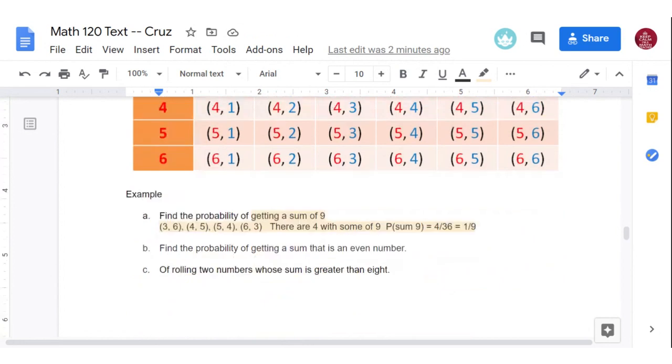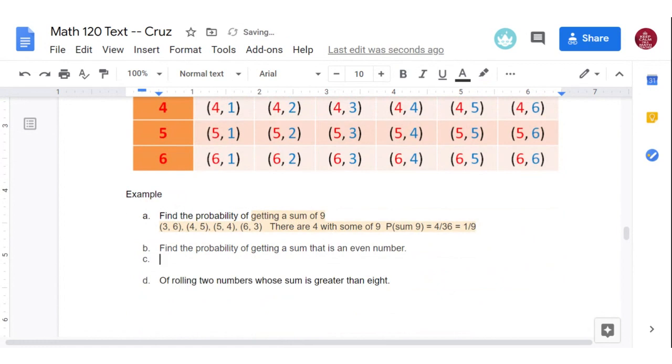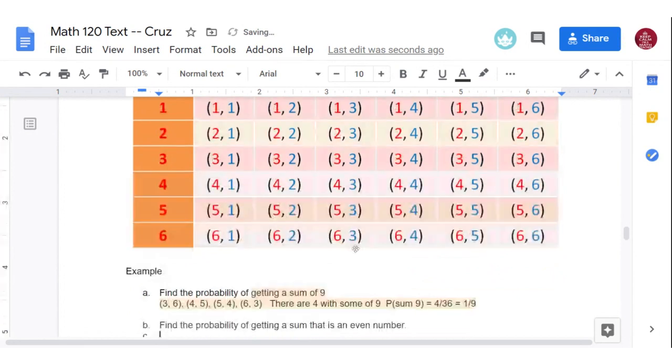All right, here's another one. Find the probability of getting a sum that is an even number. All right, so here's 1 and 1 is 2. This one's odd, so this one, 1 and 3 is 4. That's even. This one's odd, and so that's even. So there's 3 on the first row that are even, right? 1, 2, and 3. So remember that, 3 on the first row.